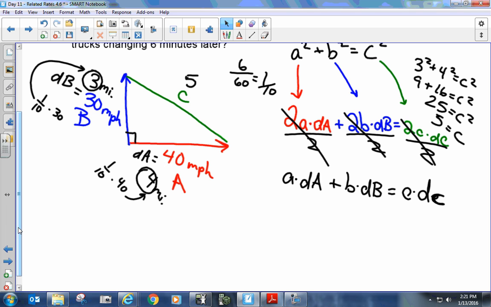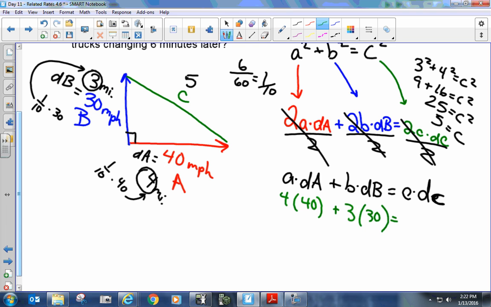All right? Well, don't I have some numbers to plug in? What's my A value? 4 is the A value. 40 is the rate of change for A. Okay? So it is 4 times 40 plus, what's my B and my rate of change for B? 3 is my B value. 30 is my rate of change at 6 minutes. So it is 3 times 30 equals, what's my C value? 5, and I want to find dC.